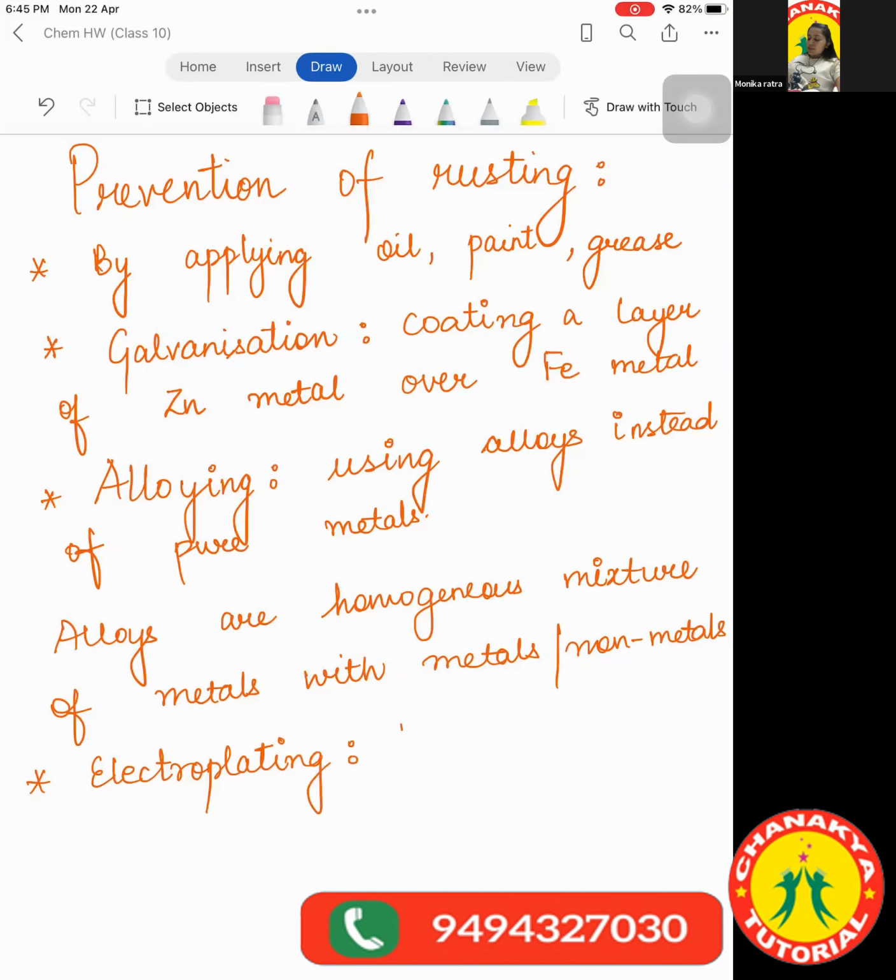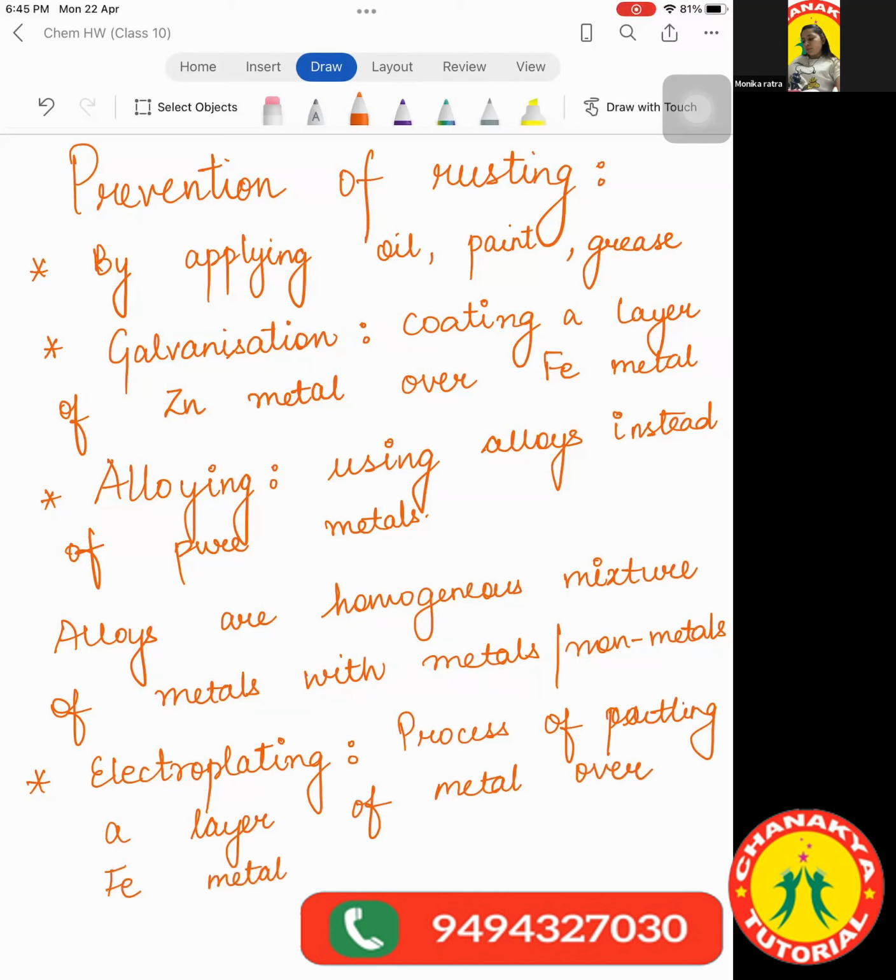It is the process of putting a layer of metal over iron metal to prevent it from rusting, by passing electricity. Electro here means electricity. Are all the points clear to everyone? Any doubts?